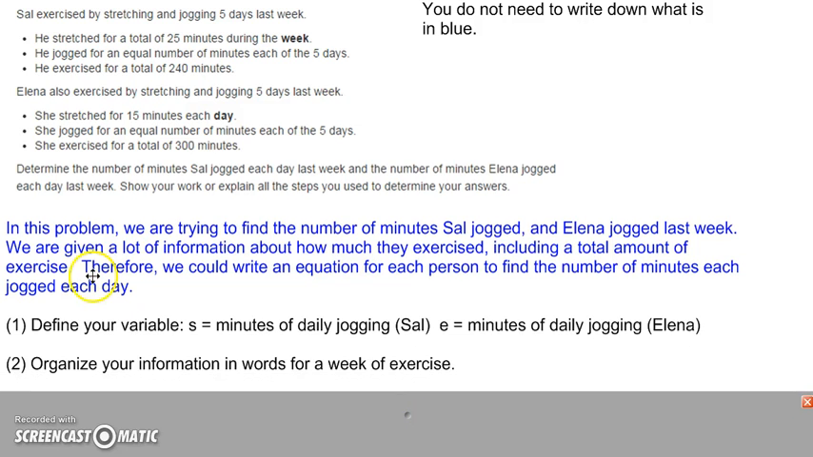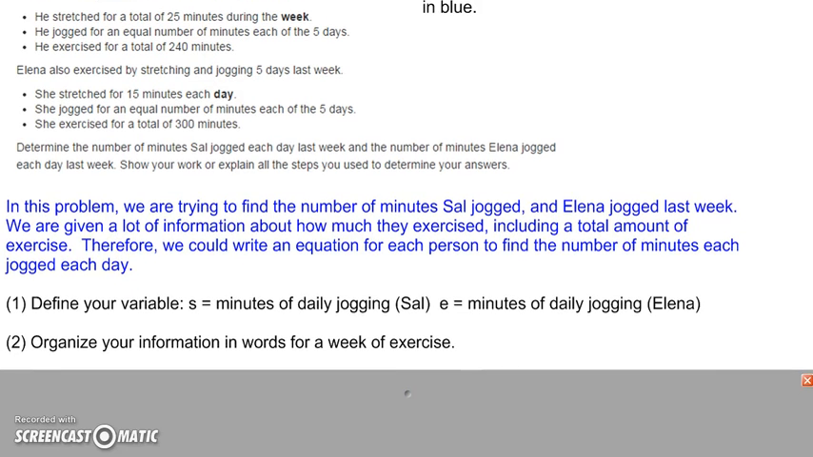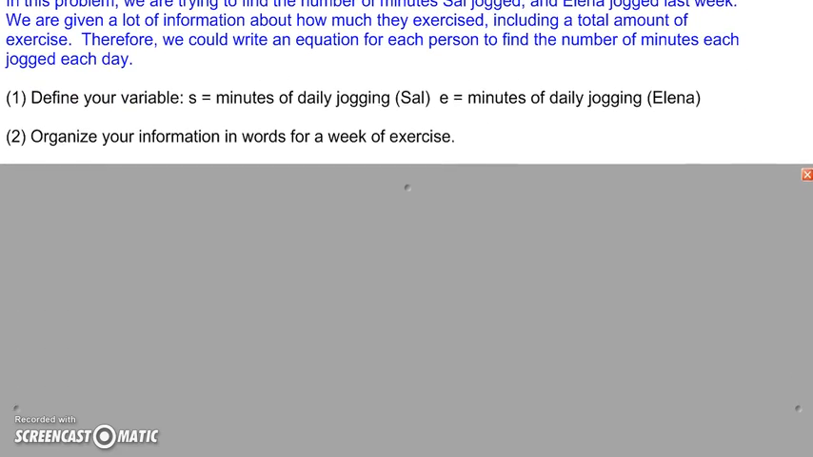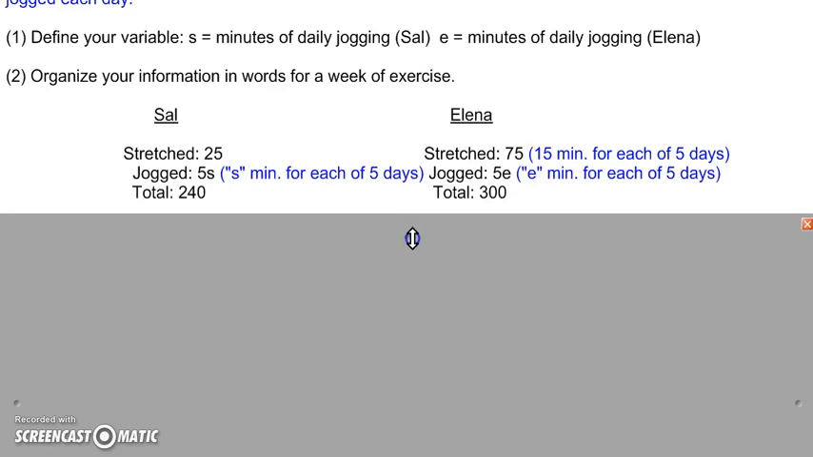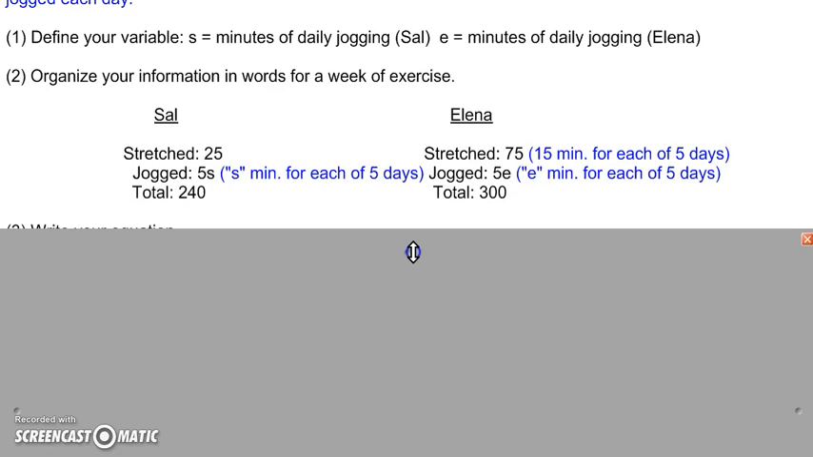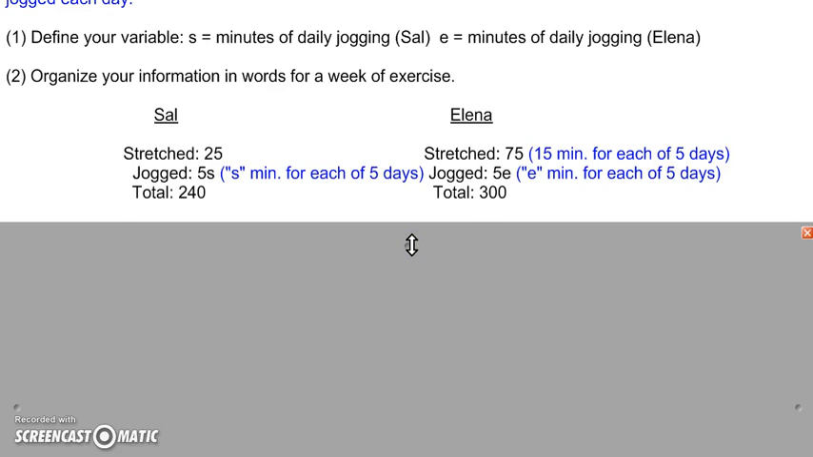The second part is to organize your information in words for a week of exercise. So we know that Sal stretched for 25 minutes, and he also jogged for 5 days straight, S number of minutes each of those days. So since it's S minutes for each of 5 days, that means that the total amount that he jogged would be 5 times S, for a total amount of 240 minutes.